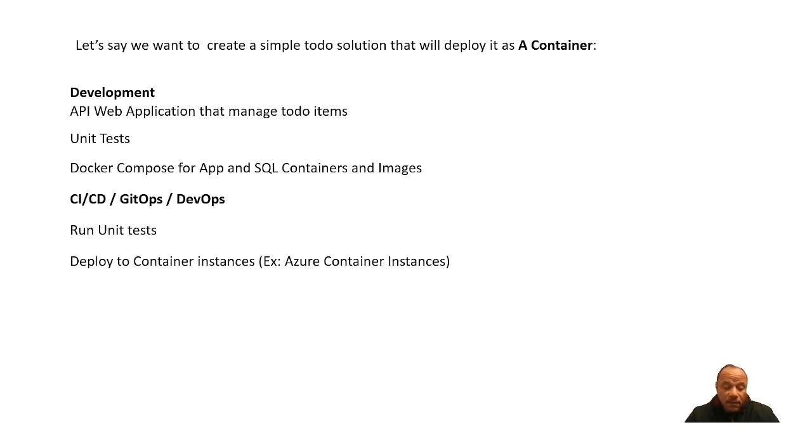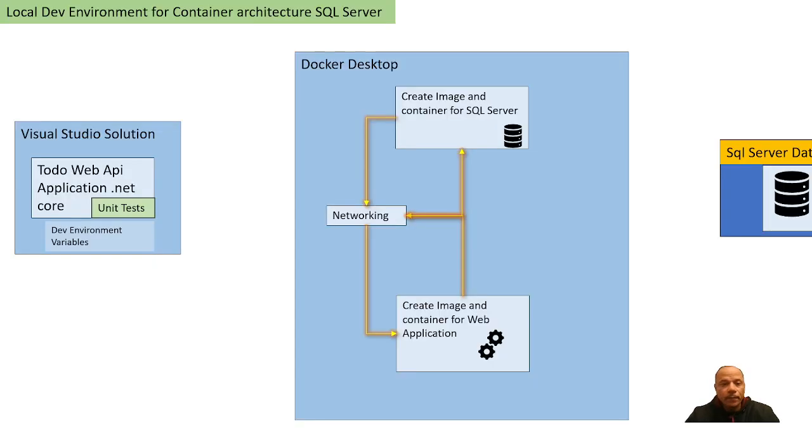So if we look at our dev environment, we have a Visual Studio solution with a web application project. We have dev environment variables, and we have Docker Desktop as our local deployment environment. And it has two images, one for SQL Server and the other for the web application. And they work together inside Docker Compose using networking. So we can have a look at this on Visual Studio and on Docker.